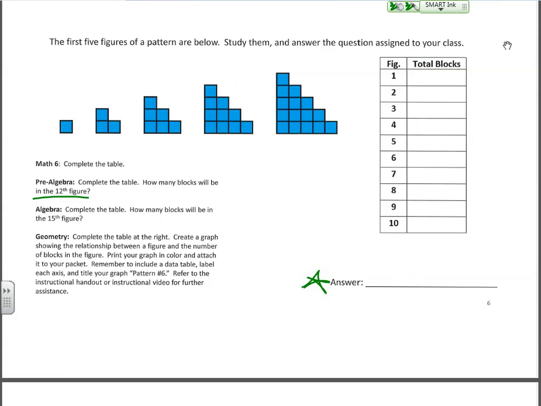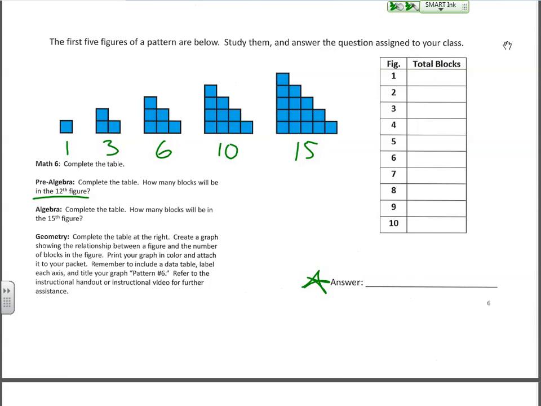So let's take a look at the pattern that we have developing. It's a little bit different pattern than we've had in previous packets. That's why I provided 5 figures here for you. But in figure 1, you've got 1 block. Figure 2 has 3. Figure 3 has 6. Figure 4 has 10. Figure 5 has 15.